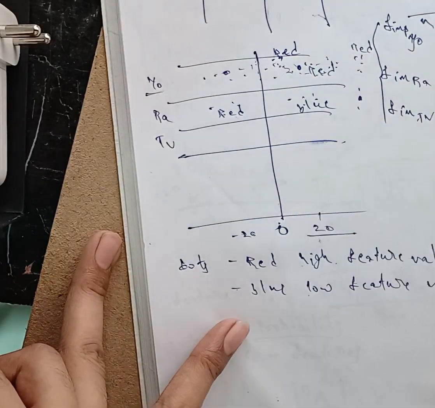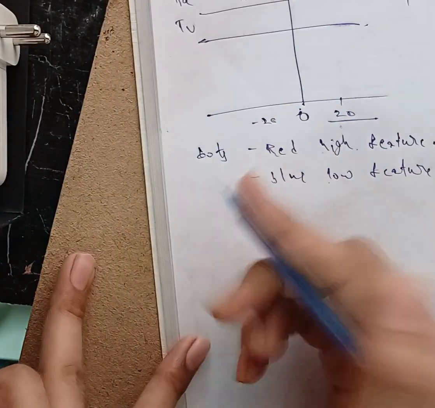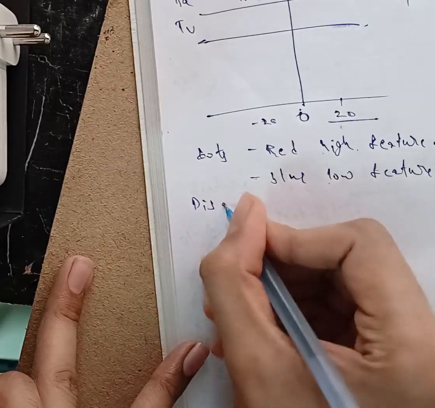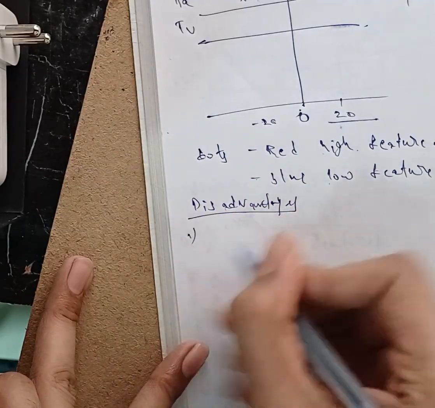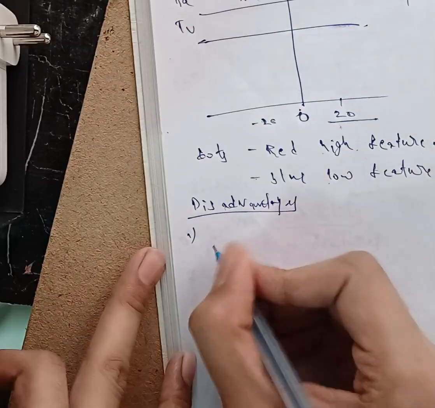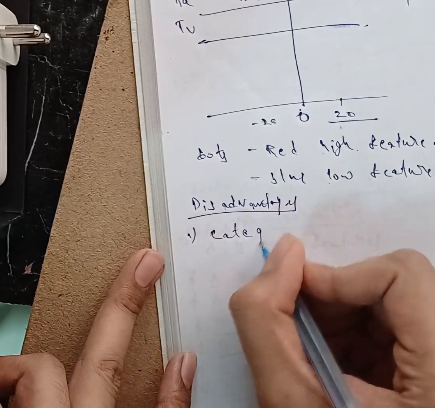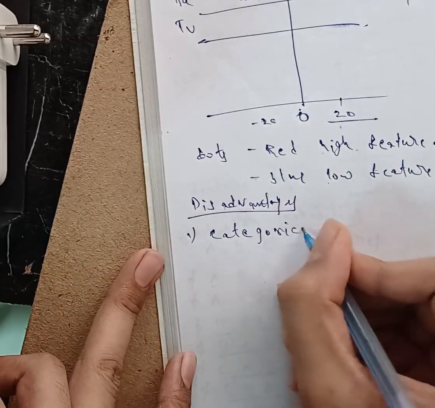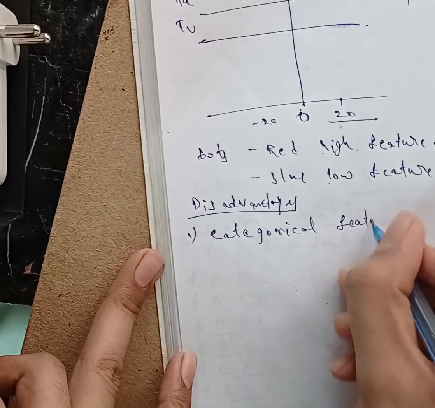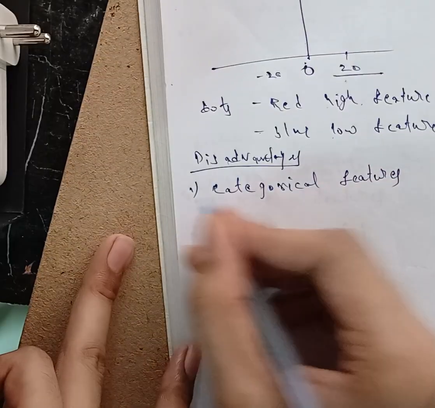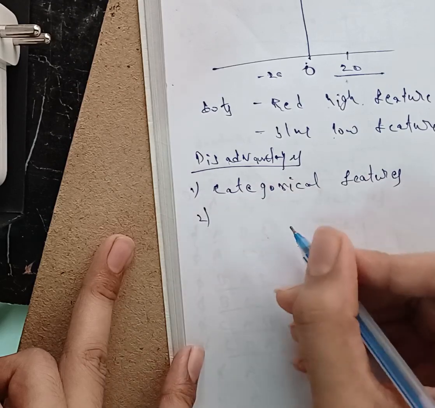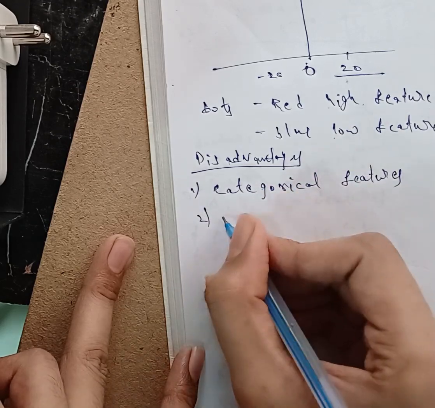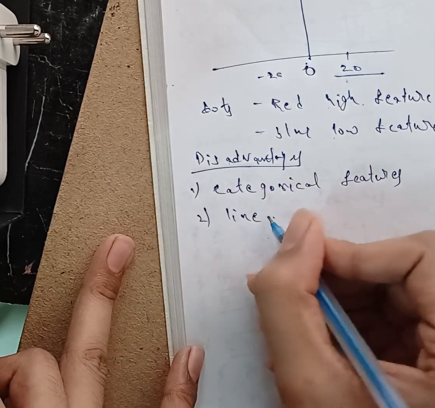And also one more disadvantage is, first, it's difficult to interpret categorical features. And the second thing is we can easily interpret linear models.